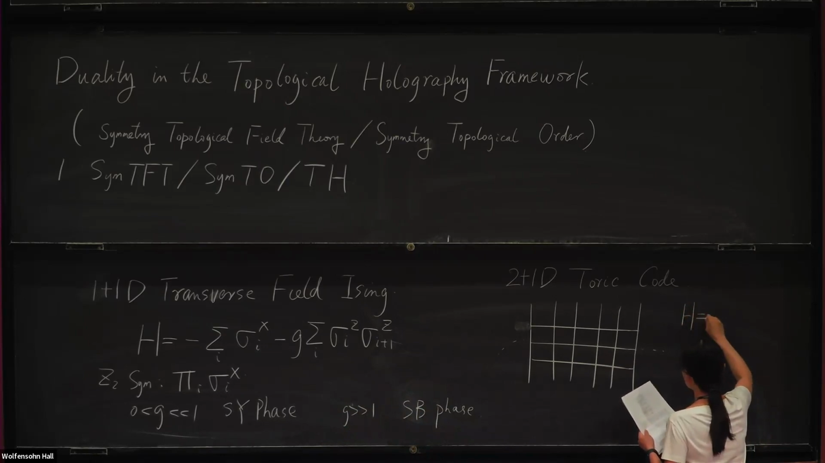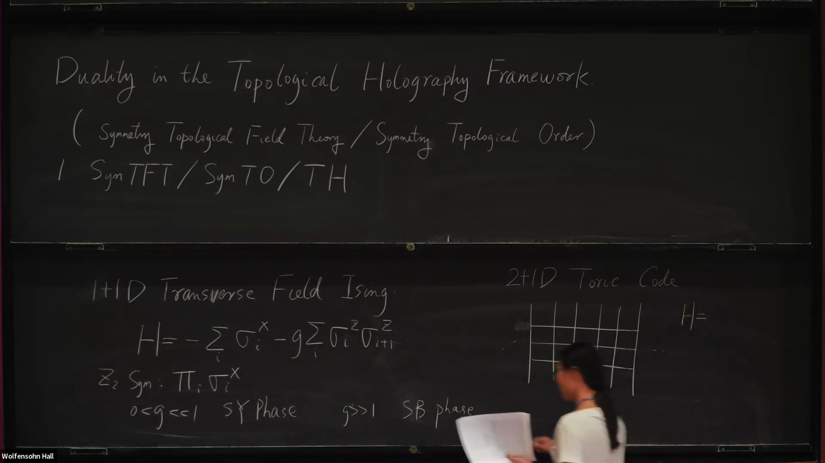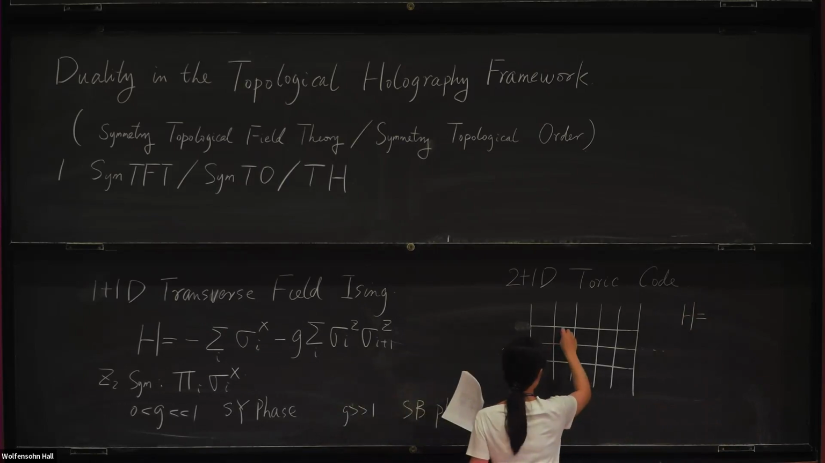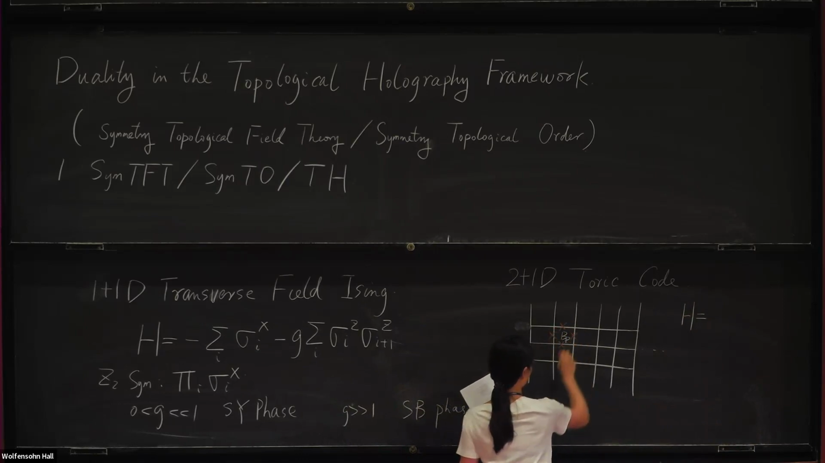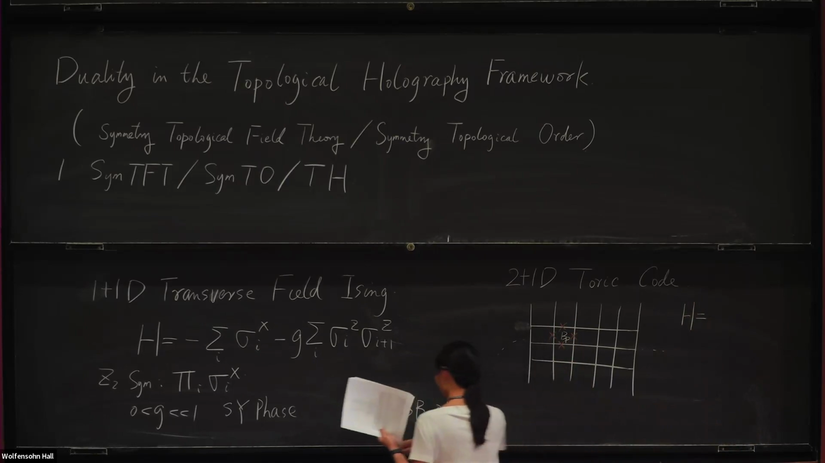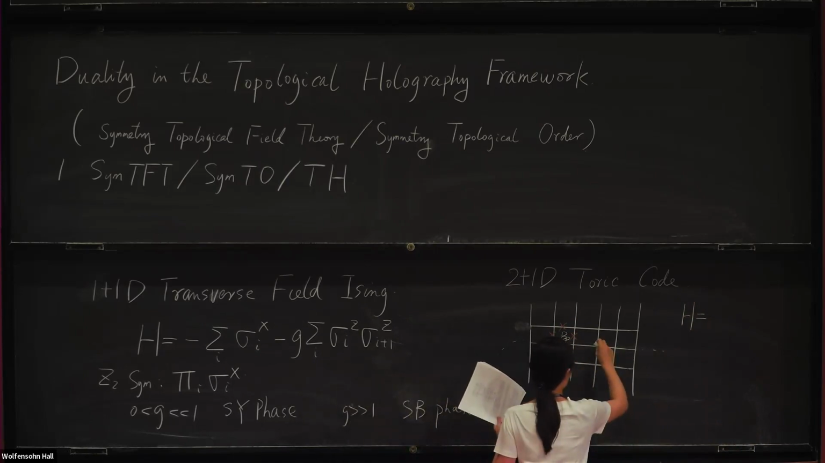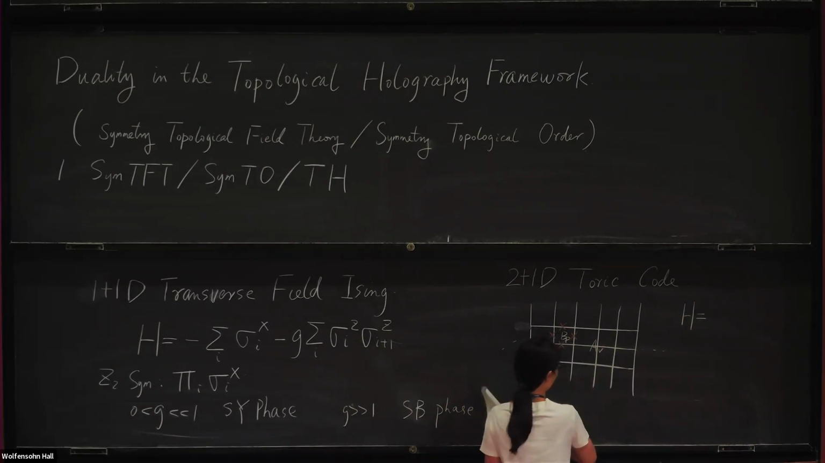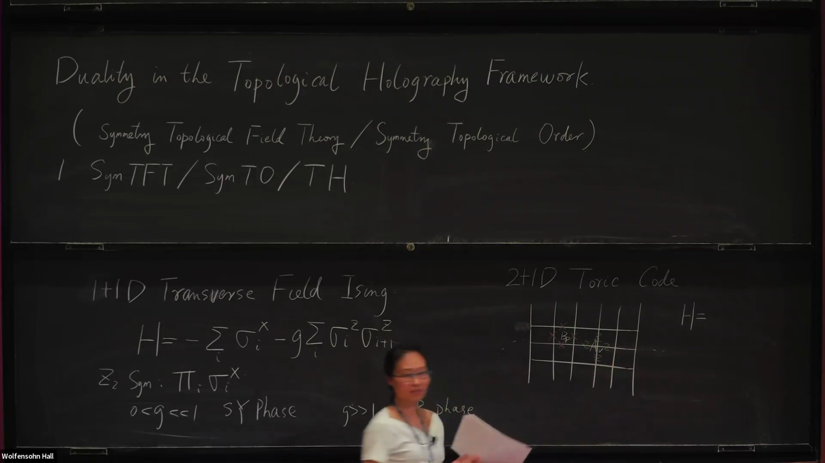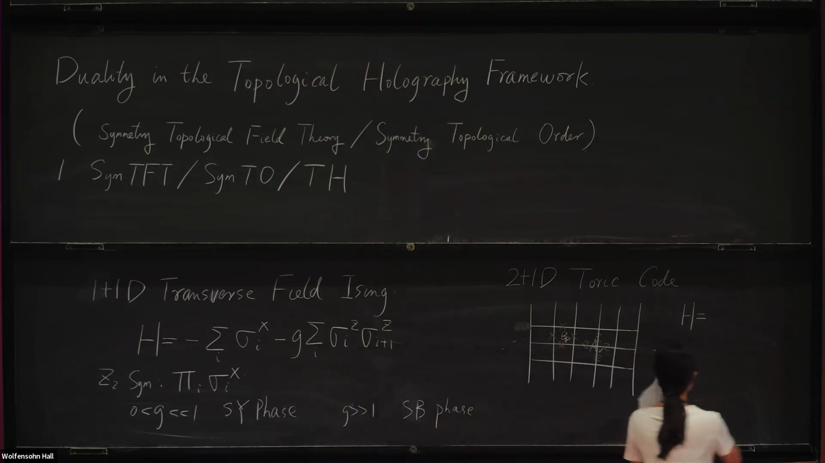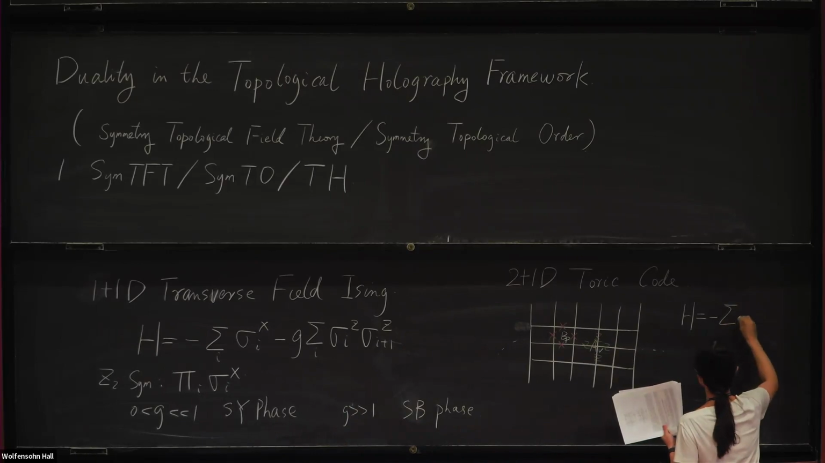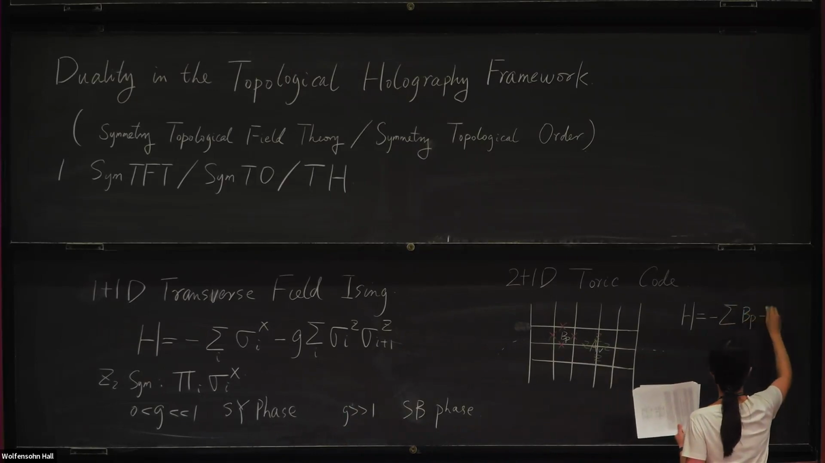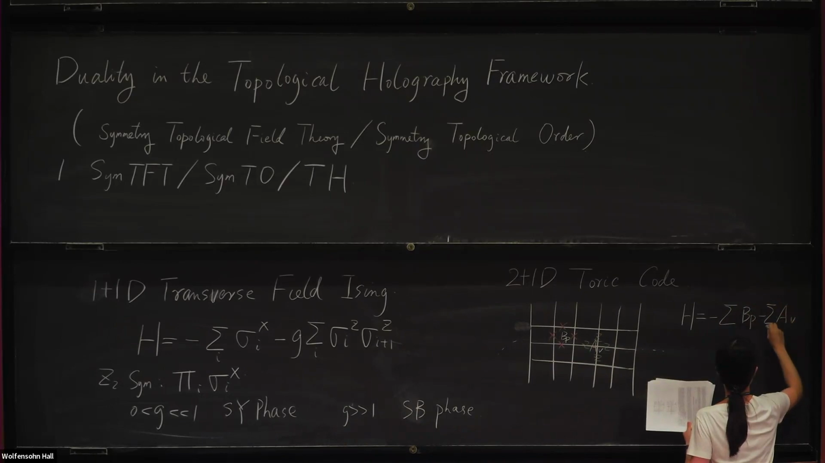So the toric code has a Hamiltonian. One is the plaquette term, which we call B_P, composed of a tensor product of four X. And then there's an A_V term composed of a tensor product of four Z. Everybody's familiar with that. And the Hamiltonian, if this is just the bulk model, is the sum over all B_P and the sum over all A_V.